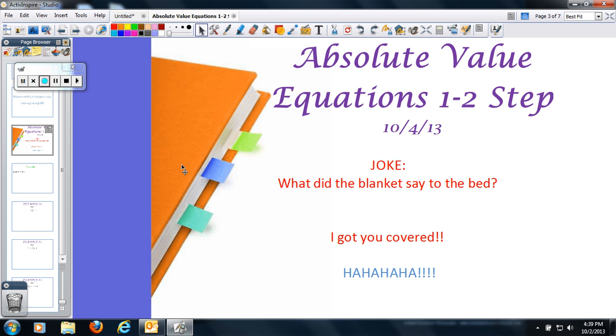And now we're going to go ahead and be starting a new unit here. So we're going to be looking at absolute values. We're going to be looking at absolute value equations as well as absolute value inequalities. We're going to be starting basic with equations, and we're going to build up on equations, and then we'll go to inequalities, and we'll start basic with inequalities and kind of build up on those as well. So tonight we're going to be talking about absolute value equations, and I'm just calling them 1 and 2 step equations because they're kind of like solving a 1 and a 2 step equation.